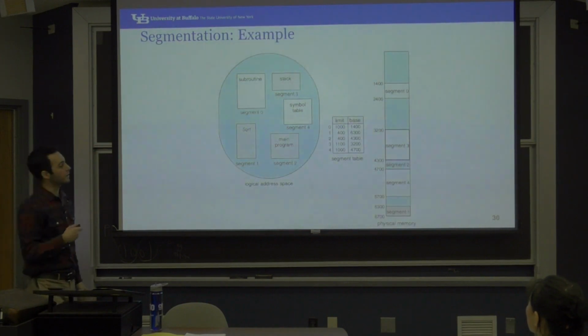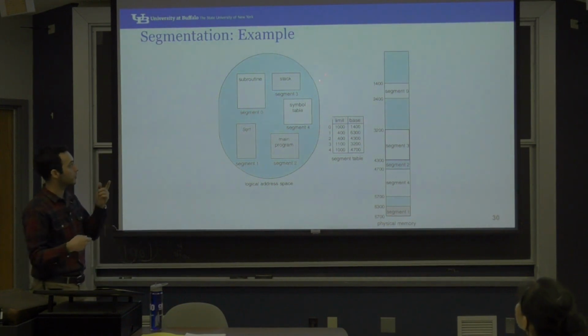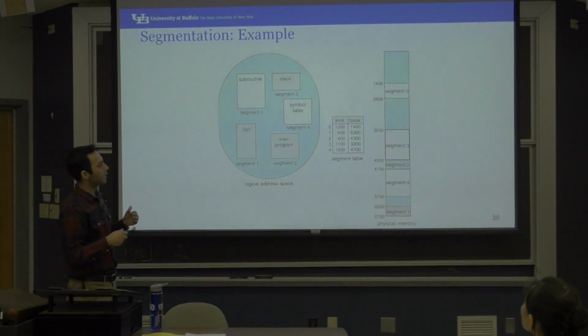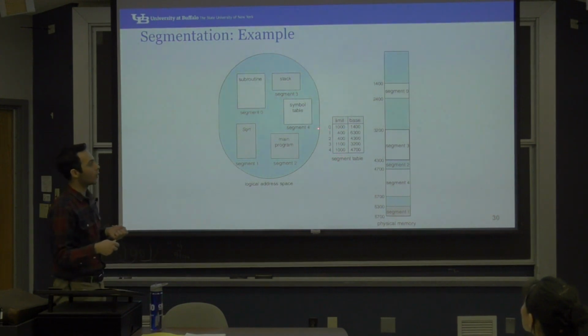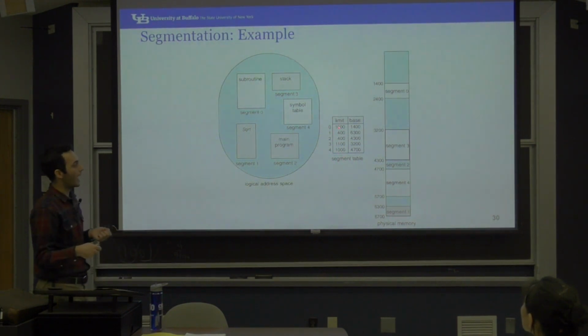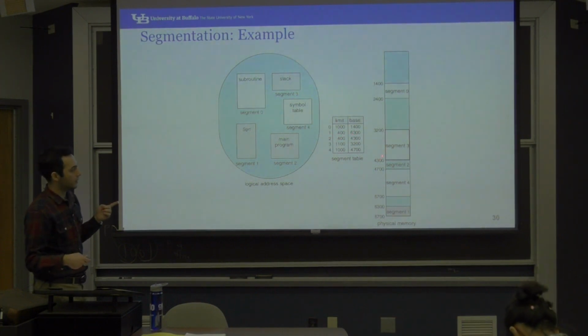Let's see. So this is an example. This is a logical address space. It has segment 0, 1, 2, 3, and 4, 5 different segments. Now the operating system has allocated these parts of memory to this process, and the segment table holds this. So segment number 0 has the limit or the size of 1000 bytes, and it starts at this address, right? Segment number 1 has the size of 400 bytes, and it is starting on this address.